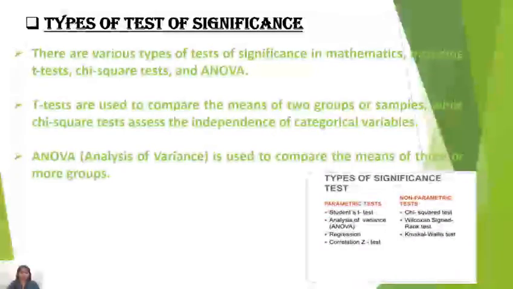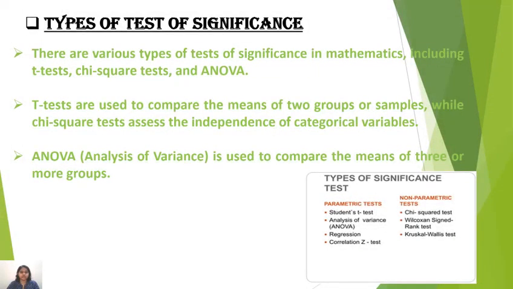So next, types of test of significances. There are various types of test of significances in mathematics, including t-test, chi-square, and analysis of variance. T-tests are used to compare the means of two groups or samples, while chi-square test assesses the independence of categorical variables. Analysis of variance is used to compare the means of three or more groups.